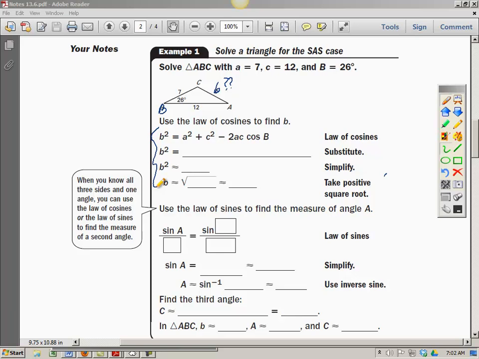So in this case, the missing side b squared is going to be a squared plus c squared minus twice the product of the two sides we have, 7 and 12, times the cosine of B. All right, now again, make sure that your calculator is in degree mode before you start doing this calculation. All right, and this is really just kind of a plug and chug here. So a squared would be 7 squared plus 12 squared minus 2 times 7 times 12 times the cosine of angle B, which is 26 degrees. So plug everything in.